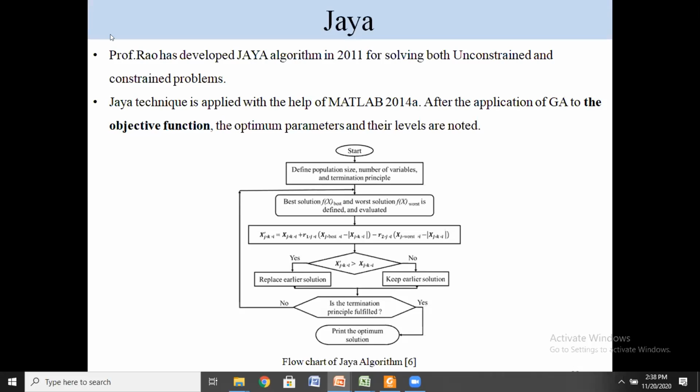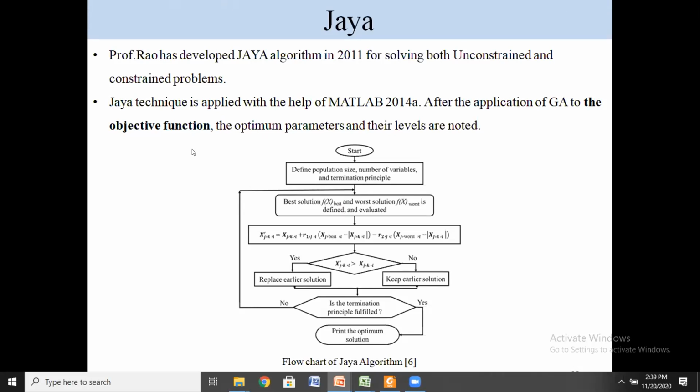The Jaya algorithm was proposed by Professor Rao in 2011 for solving both unconstrained and constrained problems. It is applied with the help of MATLAB coding, which is already available on the internet. Using that MATLAB coding, you can use your regression equations and ranges for your parameters A, B, C, D, and you can vary them in the coding, run the code, and find out the best and worst values.